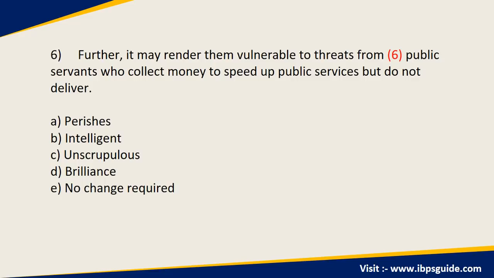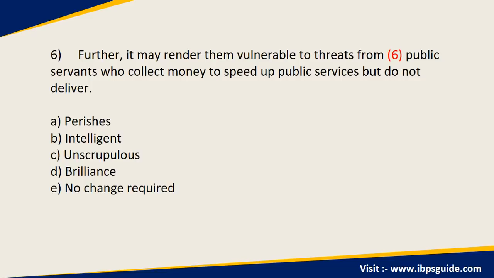So option A is perishes. It means to die, and this is a verb, so we cannot use option A. We need an adjective that describes the public servants who are taking bribes. So option B is intelligent. Now, intelligent is not something you would use to describe people who are malpracticing and doing illegal things, right? So although intelligent is an adjective, we'll eliminate it based on the context because we're looking for something to describe people who are doing illegal things, okay?